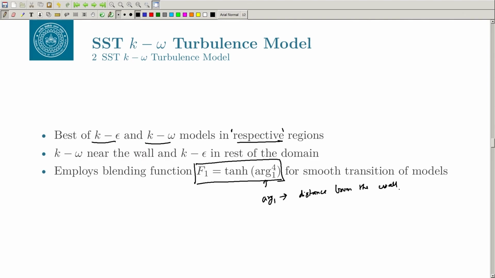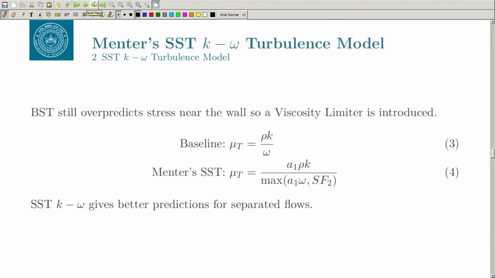So, you take some value of the distance from the wall, take the tan hyperbolic profile, draw it, and then based on the value of this f1, the equation may be k epsilon, k omega, or a mixture of k epsilon and k omega. That depends on the value of f1. Okay. So, I hope you understood the main principle behind this SST omega model. Now, there are versions of the SST omega model also. There is the BSL model, which is called the baseline shear stress transport model.